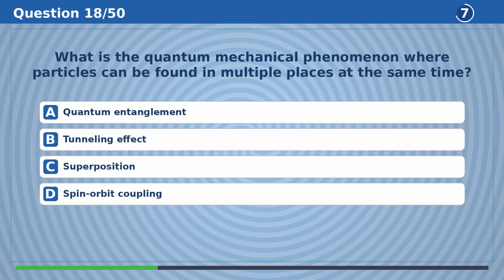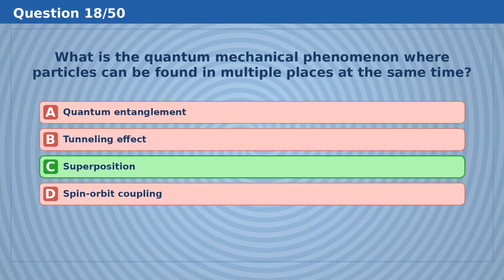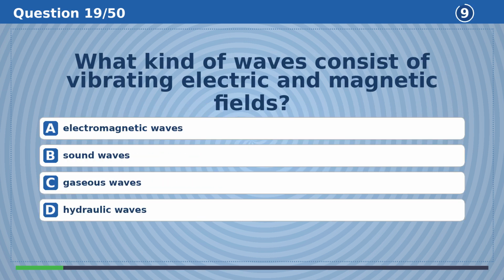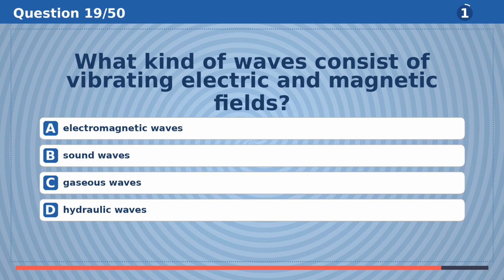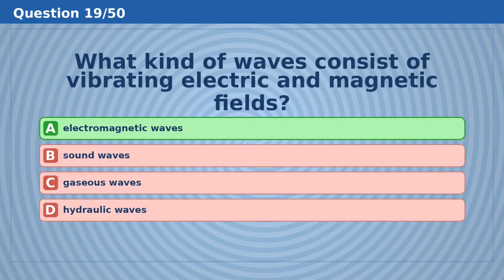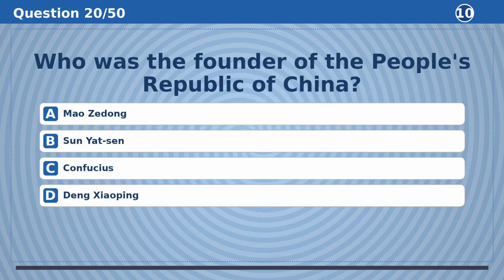What is the quantum mechanical phenomenon where particles can be found in multiple places at the same time? The answer is C. Superposition. What kind of waves consist of vibrating electric and magnetic fields? The answer is A. Electromagnetic waves.